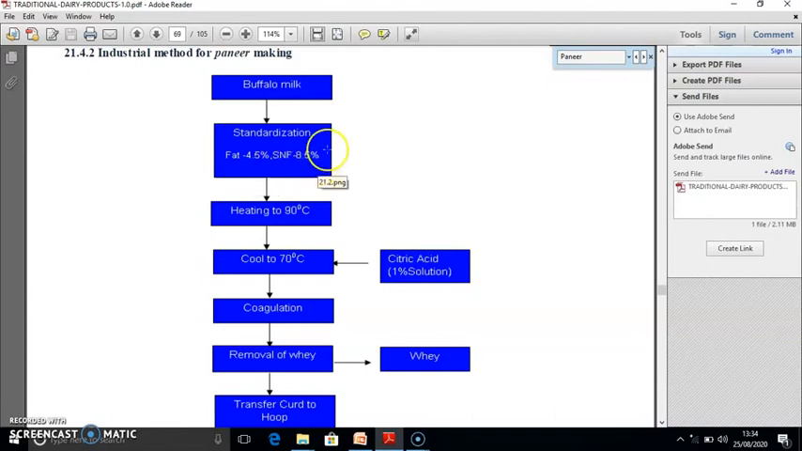What do you mean by standardization? Standardization is a process of maintaining the desirable amount of fat and SNF content. This process is called standardization. So the buffalo milk is standardized to 4.5% fat and 8.5% SNF.